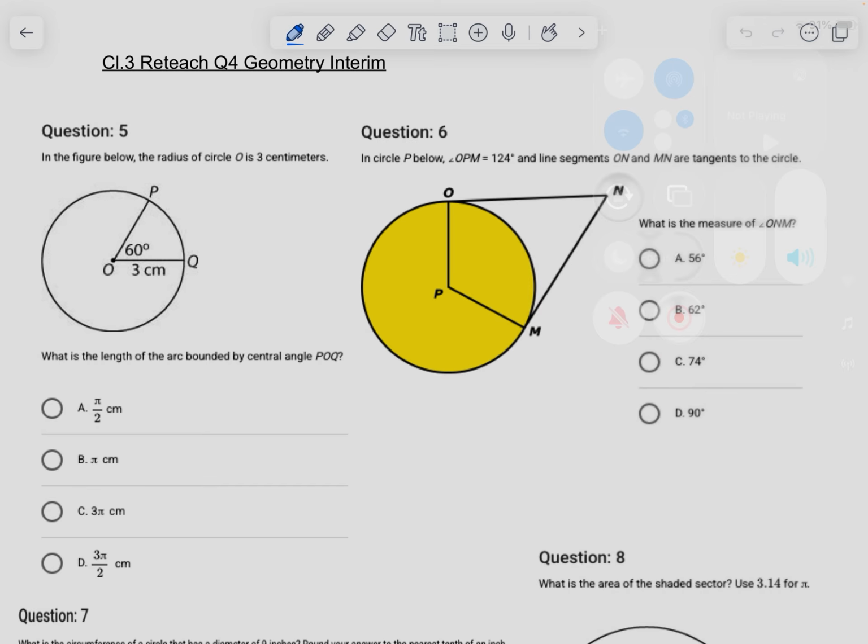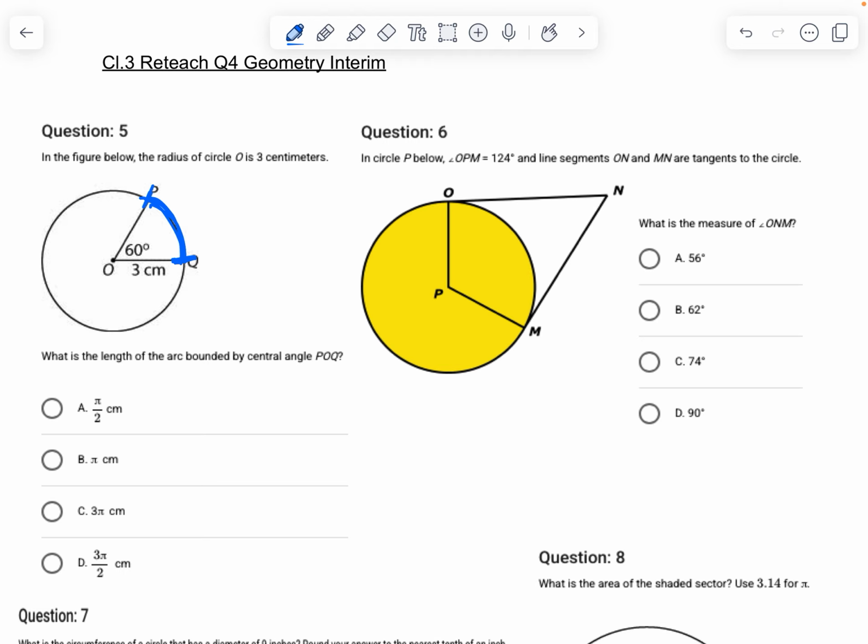So number 5 was the first one in our group for this standard. It said if a figure below has a radius of 3 centimeters, which it tells us in the diagram, what is the length of the arc bounded by the central angle POQ, which is the central angle 60. I've got to find that length of the arc. The arc is this guy right here. Arc is kind of like a crust. So I've got to figure out the length of the crust of this guy right there.